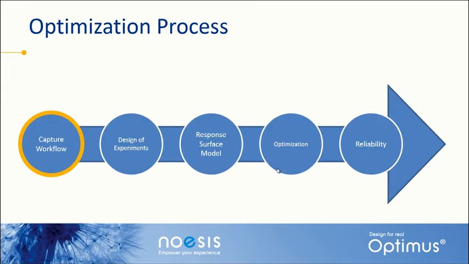You'll notice this image a few times throughout the presentation. This is the optimization process that our customers typically work through. The first step is to capture the workflow. This is typically done inside of the Optimus user interface. After the workflow has been captured, a design of experiments can be created. As you'll see, the design of experiments is extremely easy to create. Usually with about 3 or 4 button clicks, the DOE can be created.